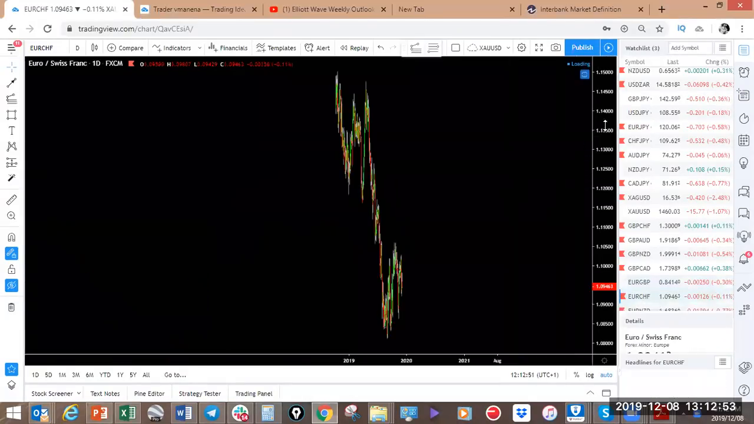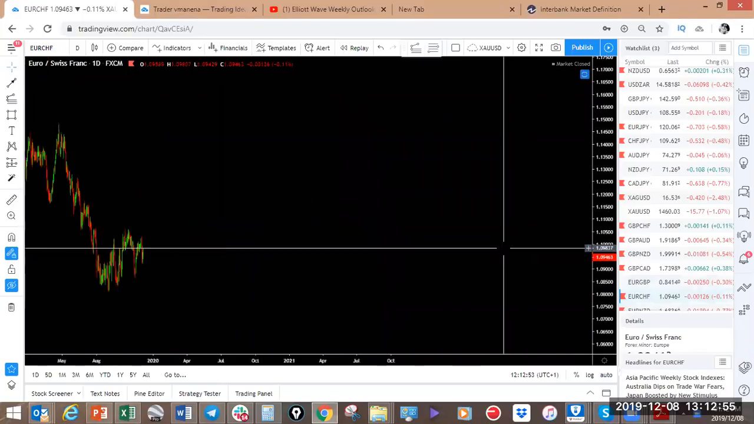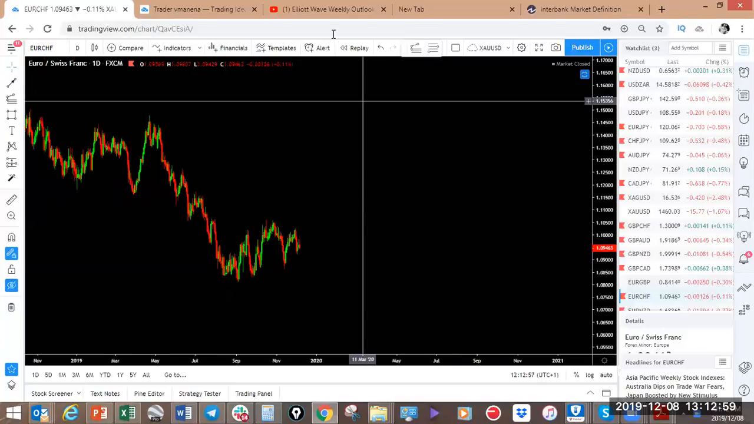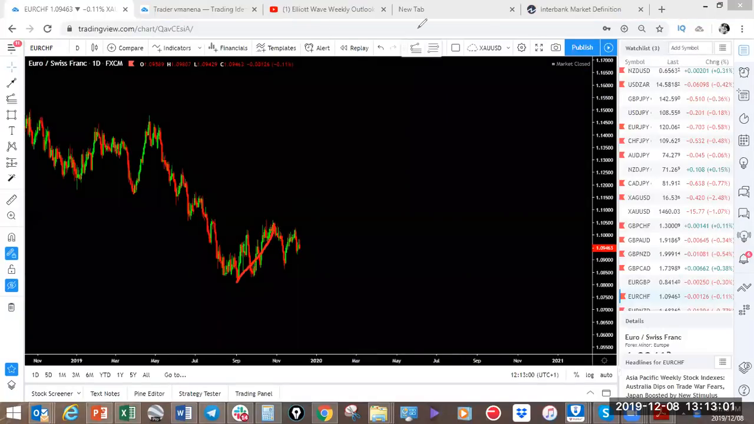EUROCHF. Now, EUROCHF, this is a corrective structure on the daily. You've got a 3-way move to the upside. 3-way move to the upside. You've got this pulsing move, 1, 2, 1, 2. This one is going to do that. Then we're going to have this structure.